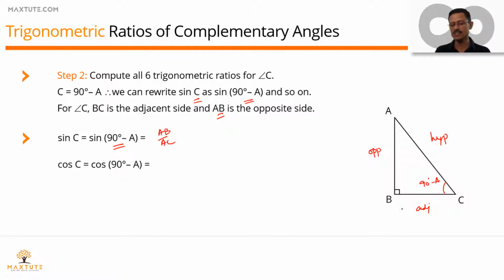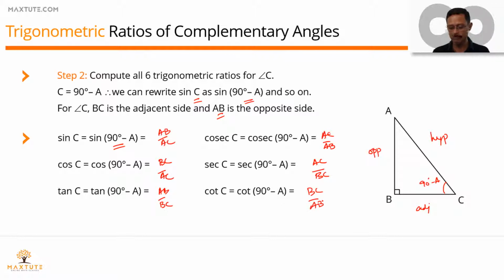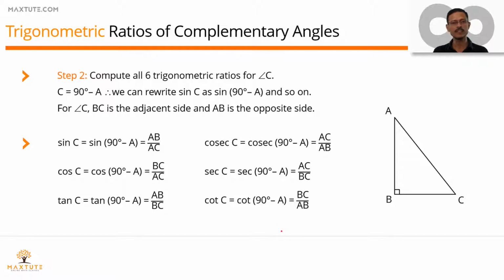Cos C is equal to adjacent side by hypotenuse, which is BC by AC. Tan C is equal to opposite side by adjacent side, which is AB divided by BC. Look at the reciprocals. Cosecant is 1 by sin, so it's going to be AC by AB. Secant is 1 by cos, which is AC divided by BC. And lastly, cot C is equal to 1 by tan, which is BC divided by AB. Here are those 6 ratios in a printed form.